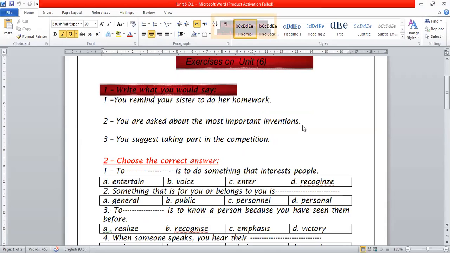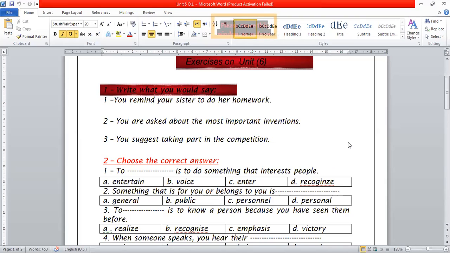Let's start. Who can answer number 1? You remind your sister to do her homework. What can we say here? Yes, Noor? Don't forget to do your homework. Very good. So you can say, don't forget to do your homework. Number 2.